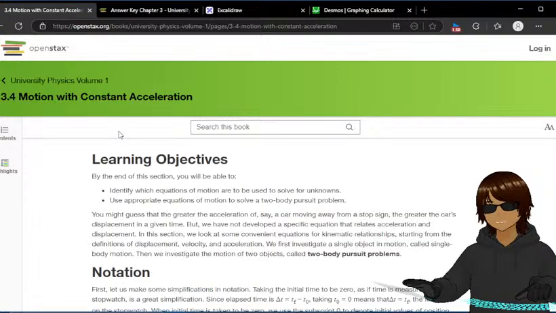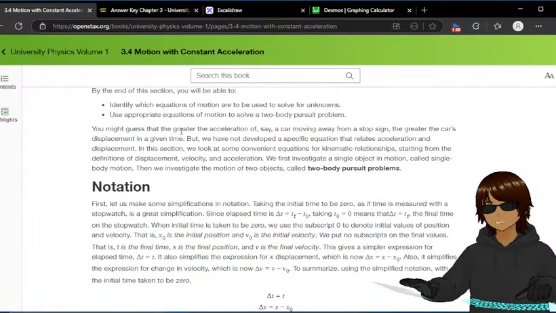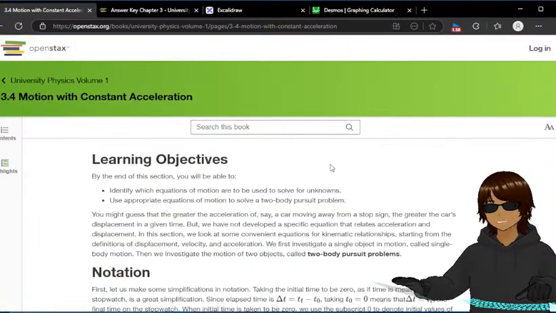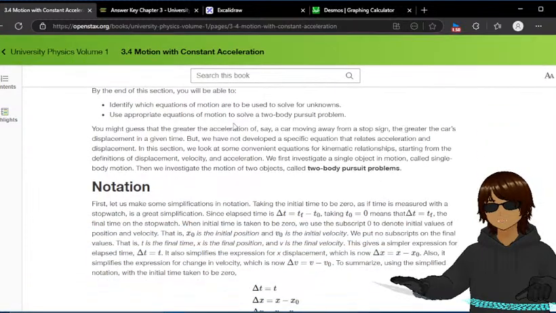Motion with constant acceleration. You might guess that the greater the acceleration of, say, a car moving along a stop sign, the greater the car's displacement in a given time. But we have not developed a scientific equation that relates acceleration and displacement. In this section, we look at some convenient equations for kinematic relationships. Starting from the definitions of displacement, velocity, and acceleration, we first investigate a single object in motion, called single body motion. Then we investigate the motion of two objects, called the two body pursuit problem.